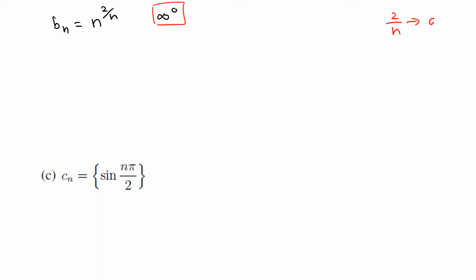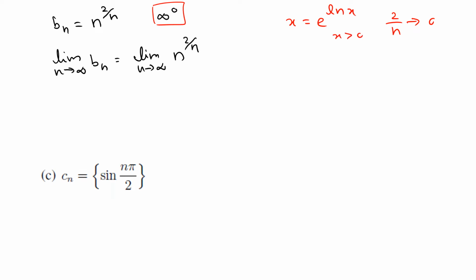So what we're going to do is try to use L'Hopital's rule. This is how the argument is going to work. Let's say the limit as n goes to infinity of b_n, which is the limit as n goes to infinity of n^(2/n). And remember, we know this result: x is equal to e to the ln x when x is positive. So we assume that x is positive here, so we can use this argument.